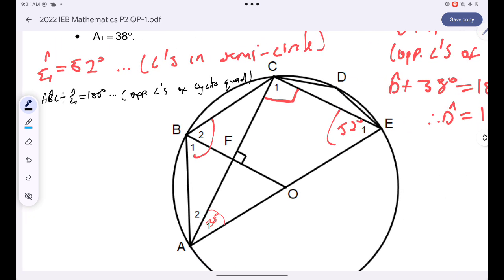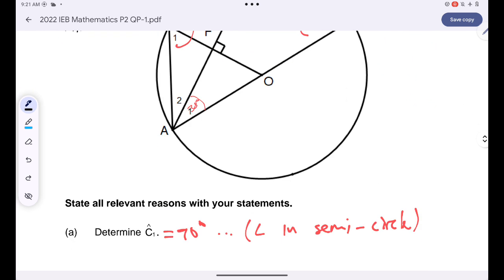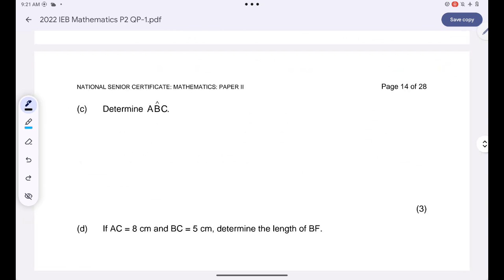Are you together? I want to find the value of angle ABC. I do know that angle E1 is 52 degrees. So therefore the value of angle ABC is just 180 minus 52. I'll simply get 128 degrees. So the value of this guy is 128 degrees, and I got it by saying opposite angles of cyclic quad ABCE.